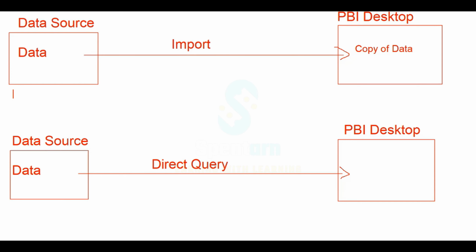This means that if the data in the source is updated, then those updates are not reflected here automatically. If the data at the source is updated, then the data in Power BI desktop will not be updated automatically and we will not see the updated visuals automatically. But in case of direct query, what is going to happen?